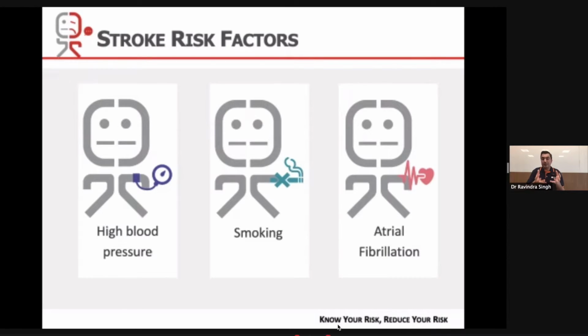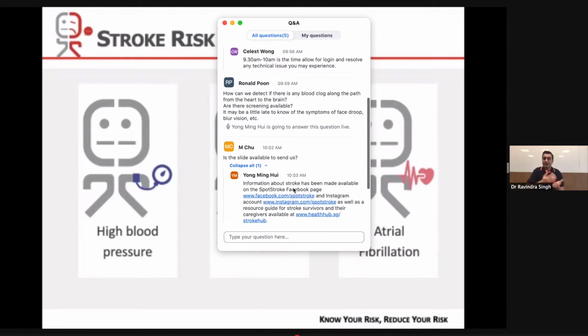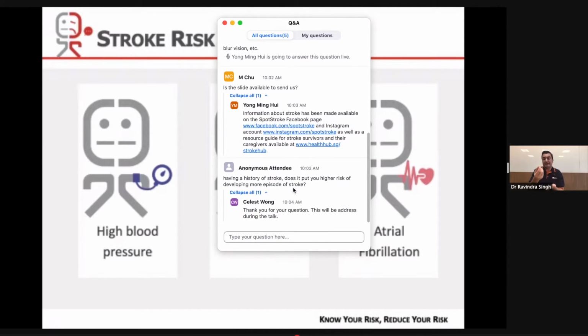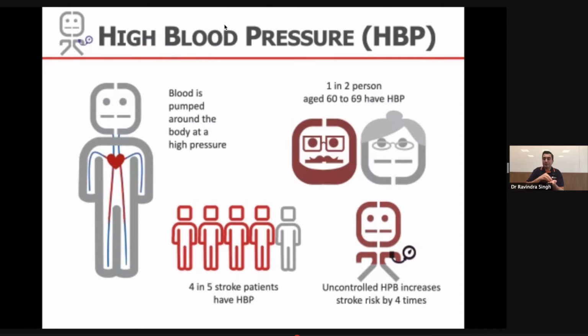That means when the blood pressure in your body is too high, the organs receiving that high blood pressure can actually go into damage, and that can lead to damage to the blood vessels as well. If you look at high blood pressure, the blood is pumped around the body at very high pressure. That can lead to damage to the vessels and can cause formation of clots.